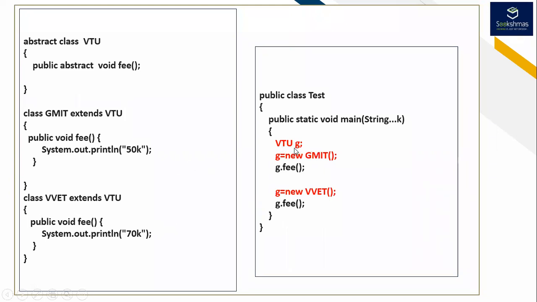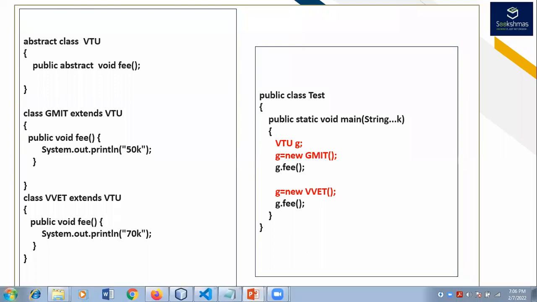Just creating the reference. Now G is equal to new GMIT, G dot fee: the fee method present in the GMIT class will be executed. And if you write code like this, G is equal to new VVIT, an object for the VVIT, now the fee method present in the VVIT will be executed. So we will try to execute this code.